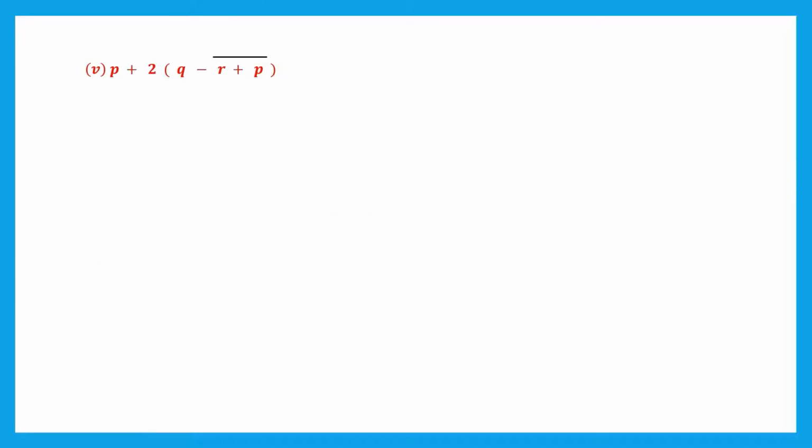Question 5. So here we have p plus 2 and in brackets we have q minus r plus p, and as you can see there is a bar bracket. So that has to be done first. So let's do this part first. Now let's start. p will remain the same, then plus 2, and then I put q. Now here, be careful. Before the bar bracket here, you have a minus sign. So this is how it is. It's minus r plus p. Now r has a plus sign.